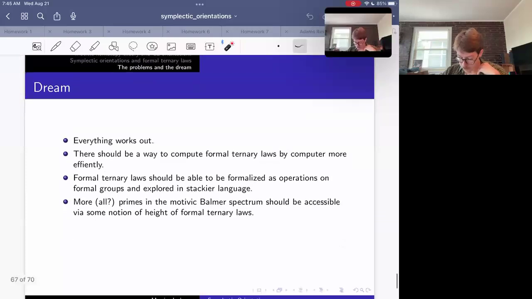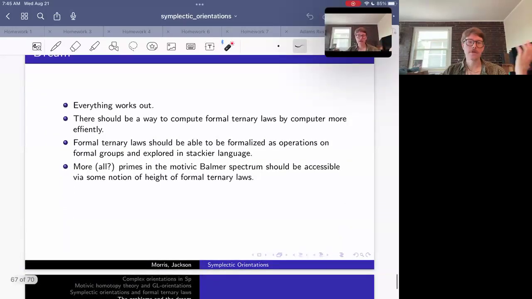And this should talk about the Balmer spectrum here. This should give us clear descriptions of some primes, maybe all primes in the Balmer spectrum. Personally, I believe that all of the primes in the Balmer spectrum come out of the theory of symplectic orientations because motivic homotopy theory is a bit of a quadratic enrichment of classical homotopy theory, given that the endomorphism of the sphere is the ring of quadratic forms, the Grothendieck-Witt ring. I think that if you look at these quadratic bundles, you should be able to unlock the structural facts going on here. And there should be some bi-graded notion of height going on.